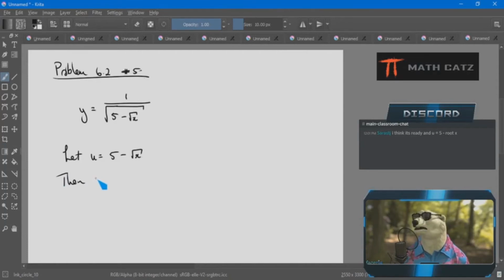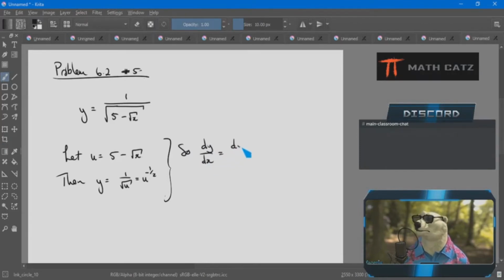As long as my outside function is simple enough. So the outside function in this case is 1 over root u, which certainly is simple enough because I'm going to write that as u to the negative 1/2, which again, I hope you are comfortable with. Then we're ready to try. We got an outside function. Outside function seems simple enough, so it's probably going to be good to go. Set up my chain rule.